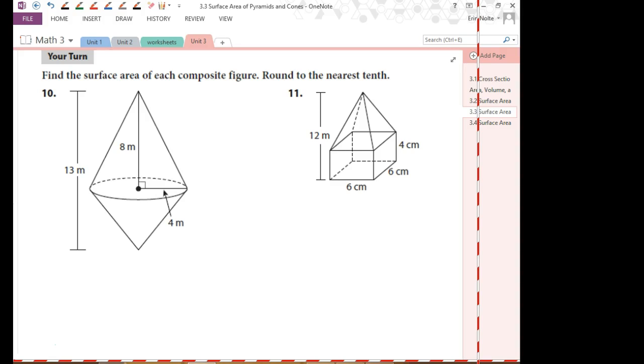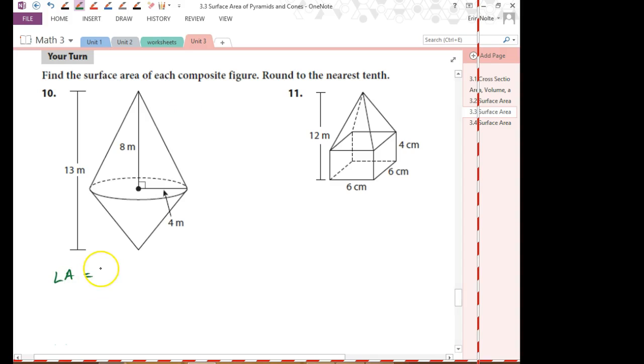Find lateral areas. What about the bases? Do we need to find the bases? Just one base. So are the bases on the surface of the shape? Yeah, so we don't even need to add the bases at all because the bases are inside. All we want is the lateral area of the top cone and the lateral area of the bottom cone. We don't even need those bases. Okay, so let's do the top cone.